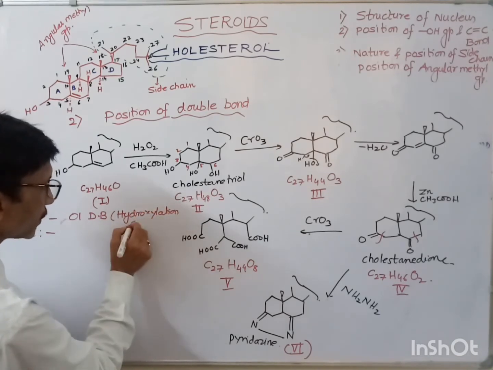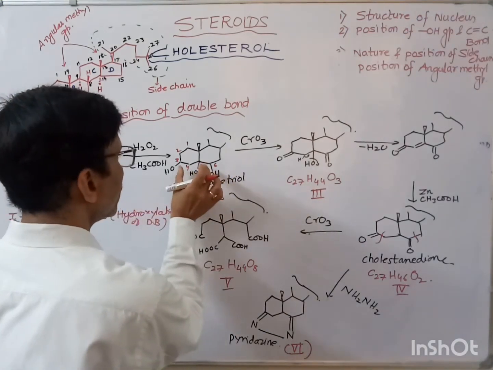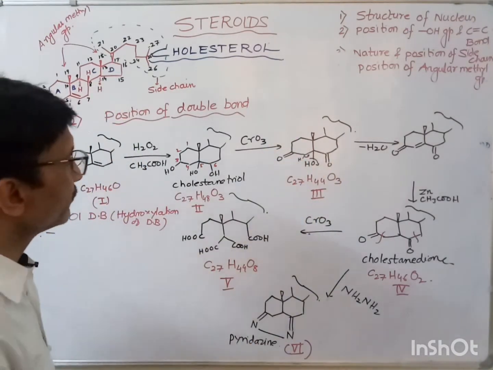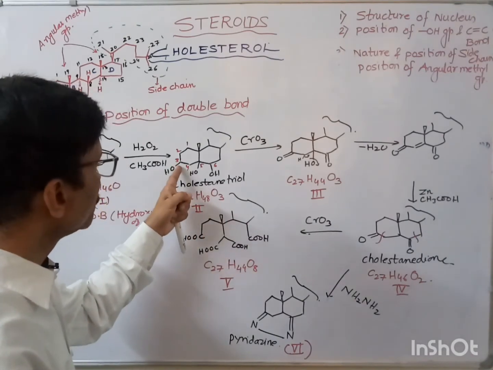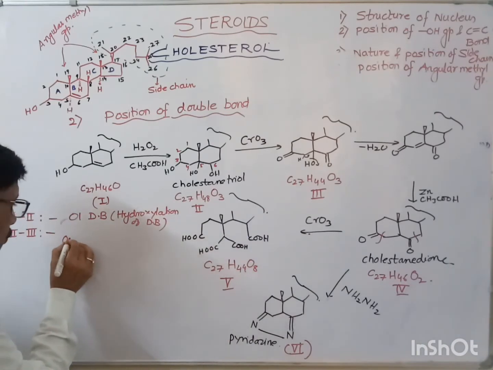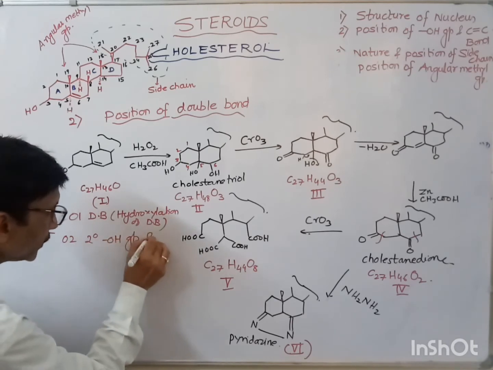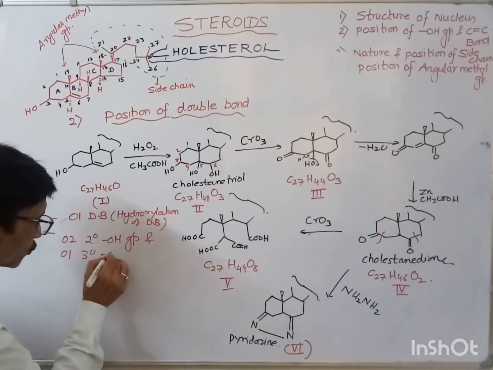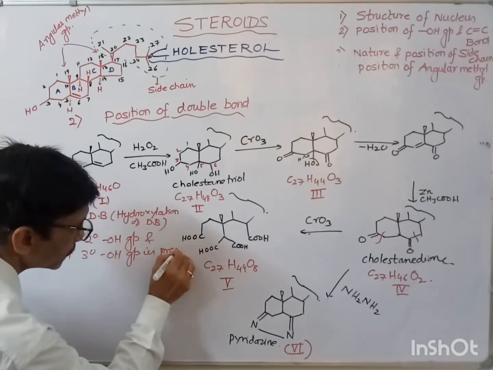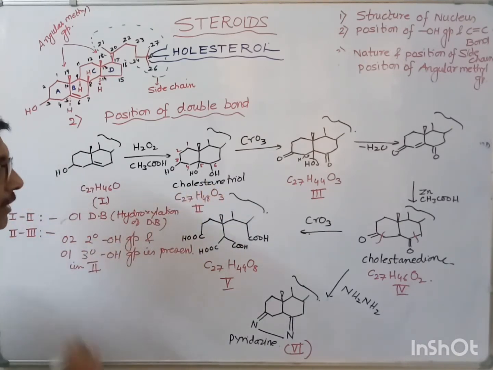Hydroxylation of this double bond, and second to third indicates that in the third one, or we can say in the second, there are two secondary OH groups and one tertiary OH group present in the second part. Okay.